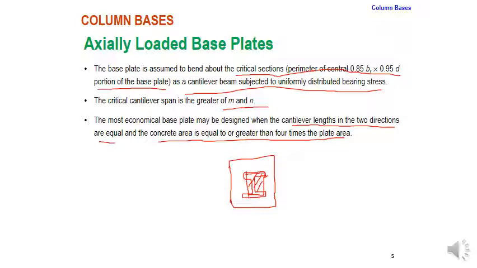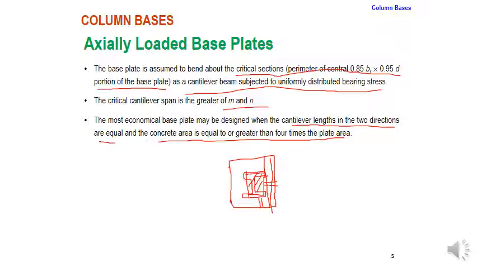So if you mark a strip along the N direction and along the M direction, this cantilever part is going to act as this whole part. So this is going to act as a cantilever beam. This cantilever beam is under the UDL, uniformly distributed, and under the base plate the bearing stresses are generated, uniformly distributed over that particular part of it.